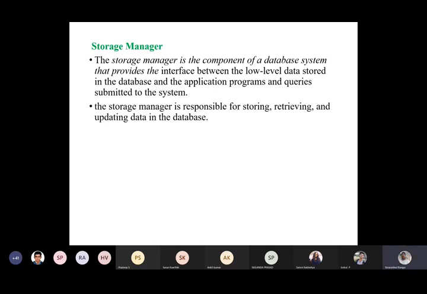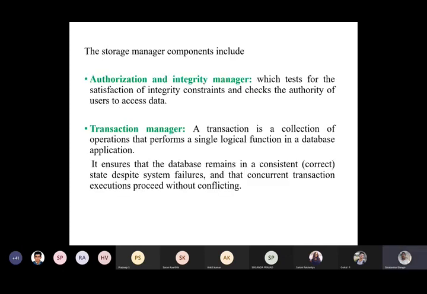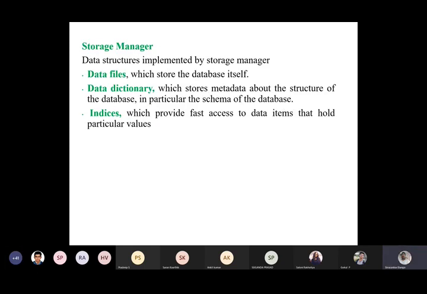The storage manager basically acts as an interface between the low level data that is stored in the database and the application programs and queries submitted to the system. So next, the bottom tier, you have the storage manager.